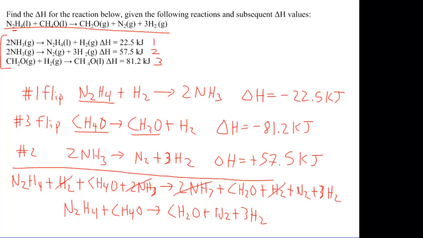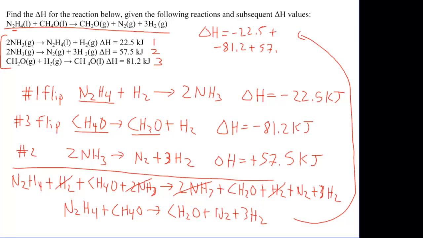So now we need to solve for delta H. To get delta H, all we need to do, I'm going to do this up here where I have more room, is that delta H is now the sum of the three delta H's. So negative 22.5 plus negative 81.2 plus 57.5. Add those three together and you'll have the delta H for the overall reaction, which is negative 46.2 kilojoules. And that would be your answer to the problem.